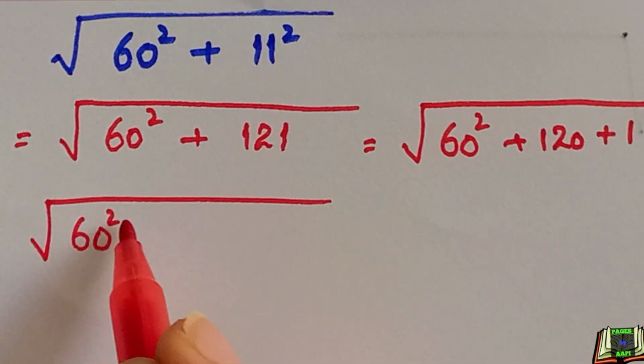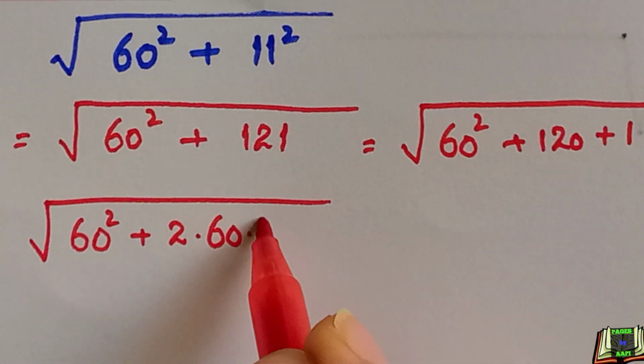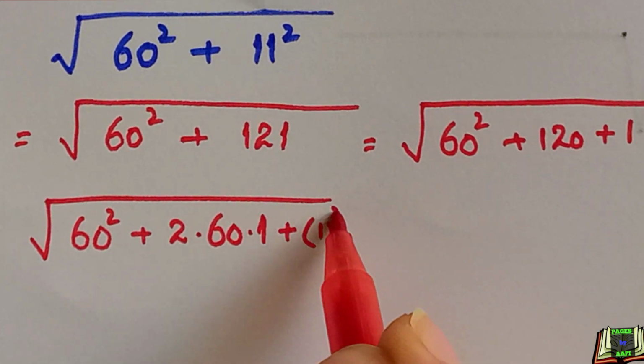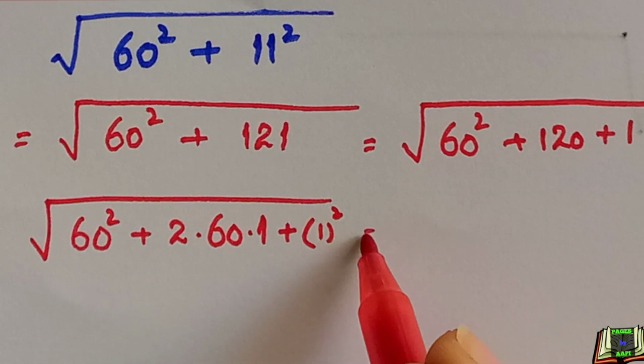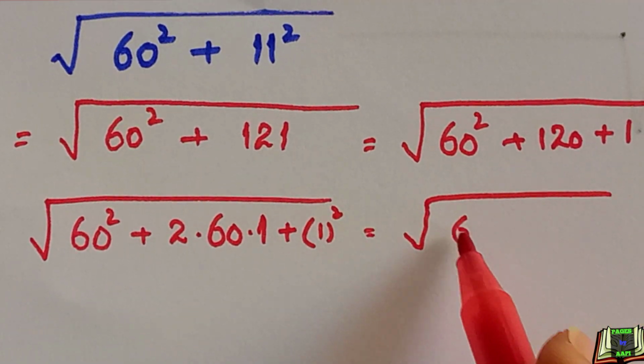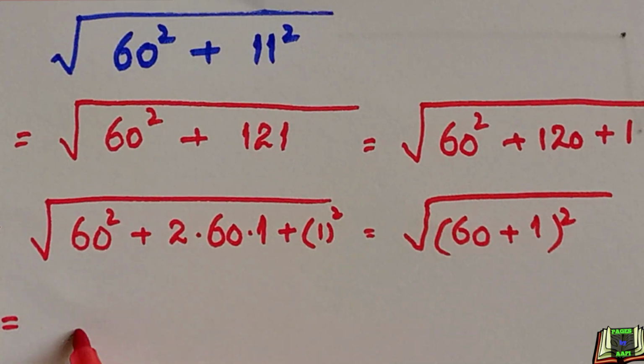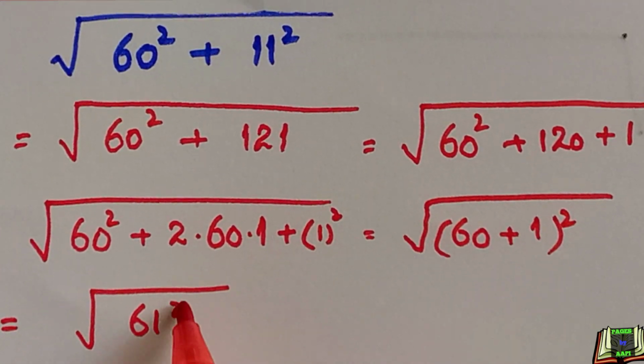60 square. We are going to write 120 as 2 times 60 times 1, plus 1 is the same as 1 square. Now this is the form of an identity, a square plus 2ab plus b square, which is equal to a plus b whole square. Now 60 plus 1 is equal to 61 whole square.